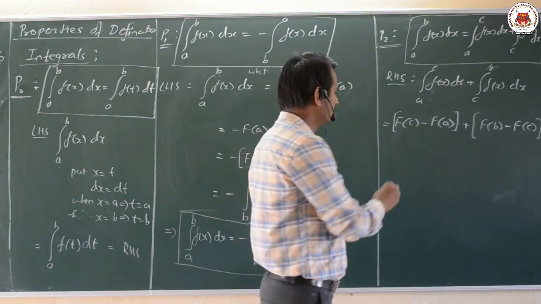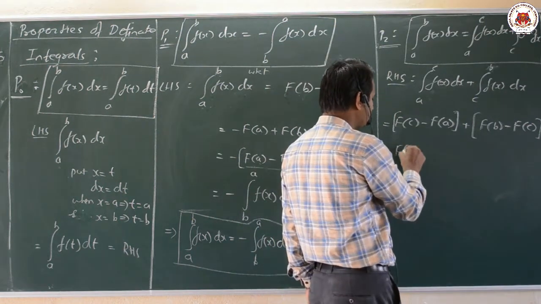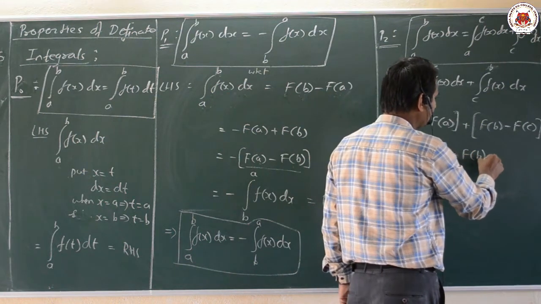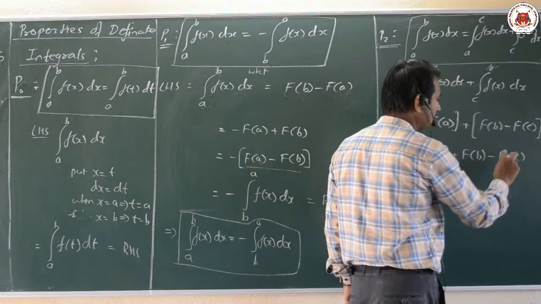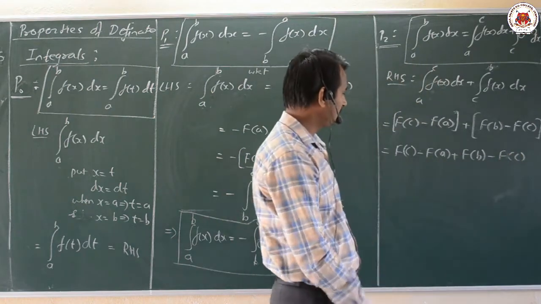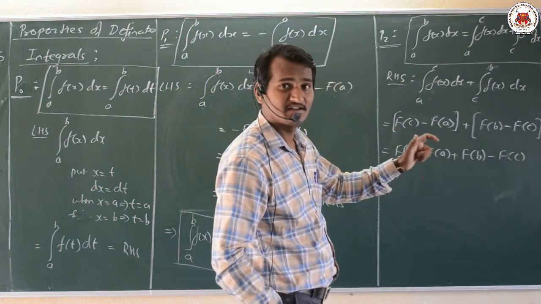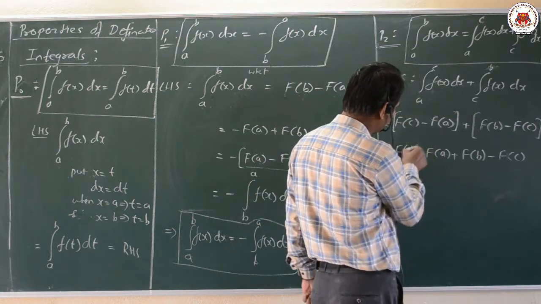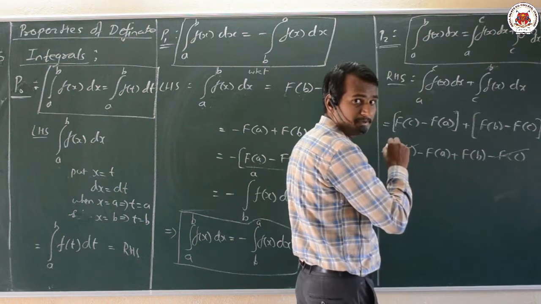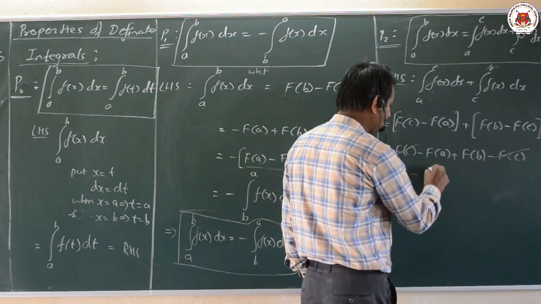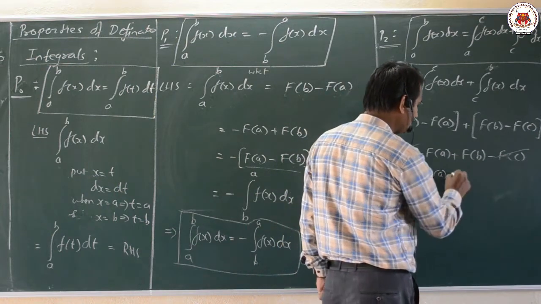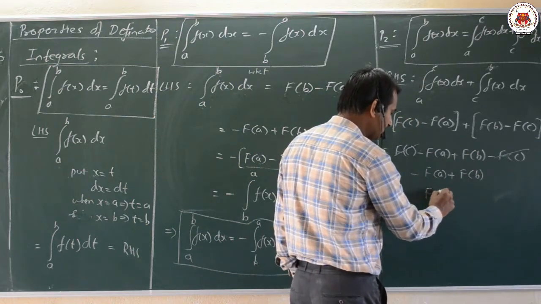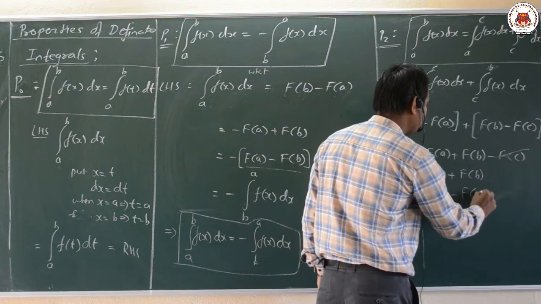Now just add it. So it is equal to F of c minus F of a plus F of b minus F of c. Now here we can observe that F of c minus F of c gets eliminated. What is the remaining part? Minus F of a plus F of b. That is nothing but, I will rewrite it, F of b minus F of a.